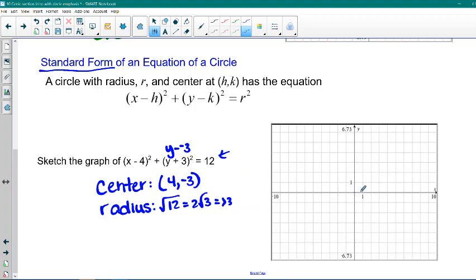So for our center, we'll go to 1, 2, 3, 4, negative 1, 2, 3. And from here, we will go up 1, 2, 3, and a little bit more. Left 1, 2, 3, and a little bit more. Down 1, 2, 3, and a little bit more. And right 1, 2, 3, and a little bit more. And we will sketch in our circle.